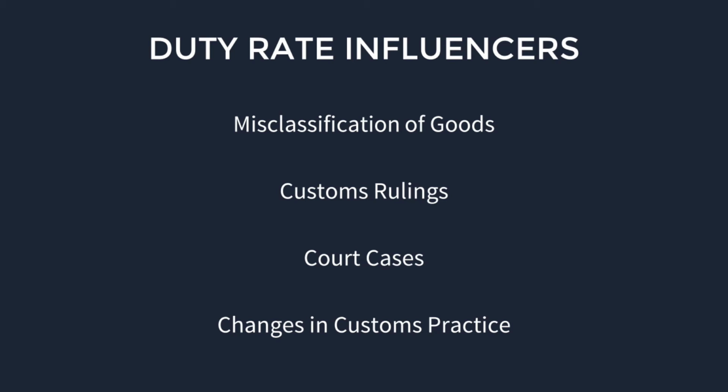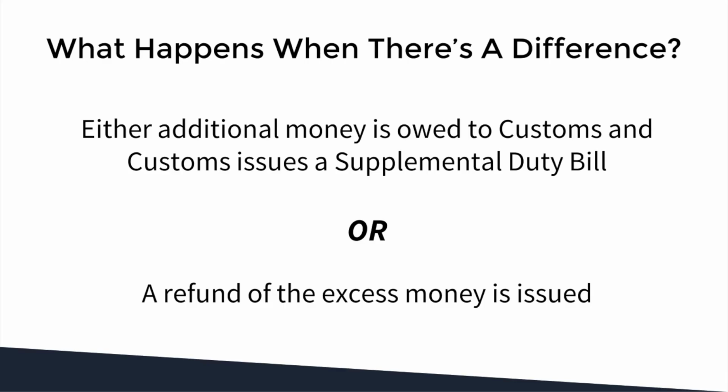Another reason for a change can be as a result of a recent customs ruling on your imported commodity that has changed its rate of duty. Even a ruling on similar commodity can influence a rate change. Alternatively, court cases and changes in customs practice can influence a final duty rate determination. In the event that the final duty owed is different than the estimated duty paid, there are two events that can occur. Either more duties are due and customs issues a supplemental duty bill, or too much was paid at the time of entry and customs issues you a refund.